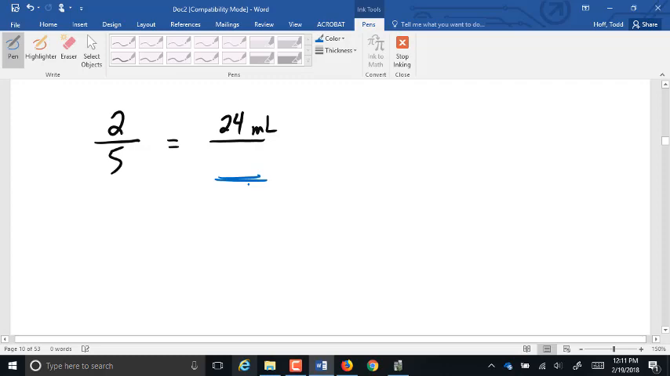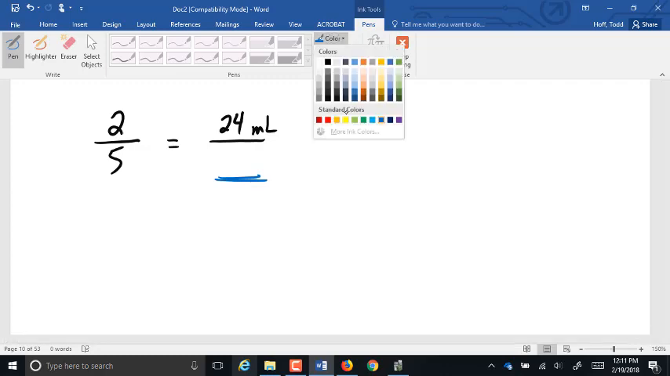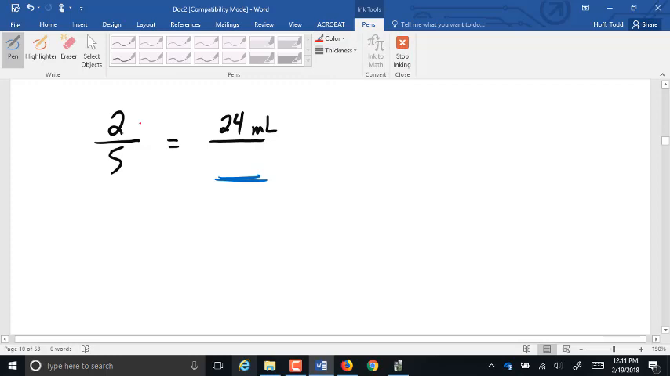Well, there are a couple of ways to look at this. And we can look at this as equivalent fractions where we multiply the top number and the bottom number by the same thing. To turn the 2 into a 24, it was multiplied by 12. So 5 times 12 gives us 60. So we would mix that 24 milliliters of serum of medication into 60 milliliters of that sterile water.